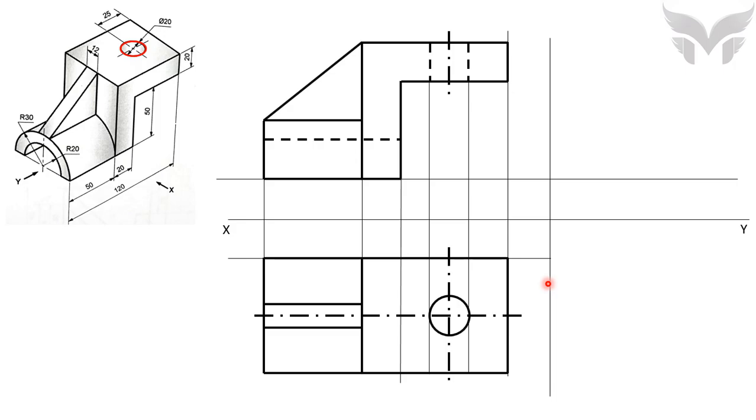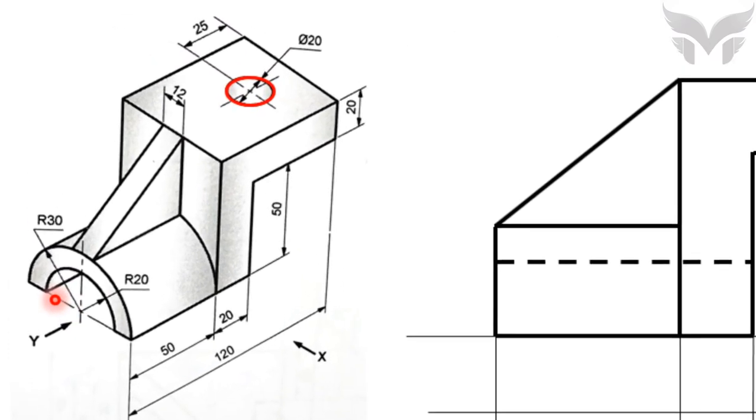Done. Now it's time to look out for the invisible things, like this semicircular slot. As we can't see this slot in top view, we're gonna show it with hidden lines. So again, try to figure out which edges of this semicircular slot are invisible from top.